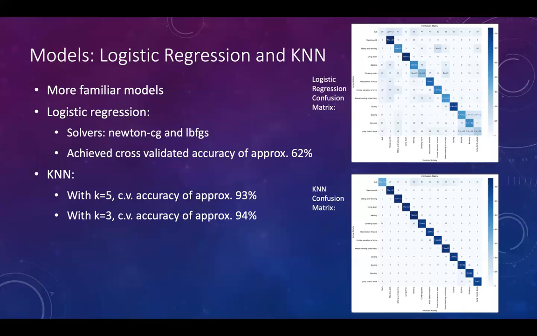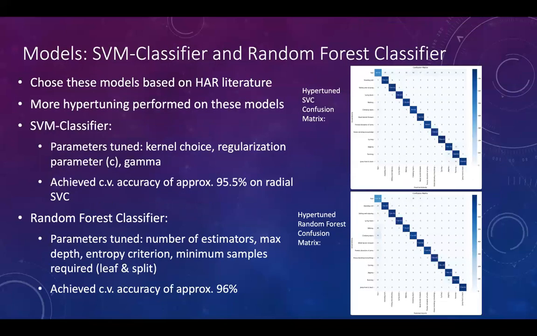k-nearest neighbors, however, I was able to achieve very good results, I felt, with k equals 5, an accuracy of approximately 93% cross-validated, and k equals 3, approximately 94% cross-validated. So off the bat, this was a very good model for this data set, and the accuracy score was already above the threshold that I was trying to meet.